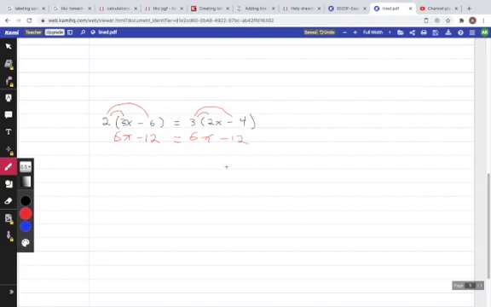Now, this is a special situation. Specifically, this is an identity, meaning that no matter what value of x we put in, we will get a solution. So our final answer is actually that this is infinitely many solutions.